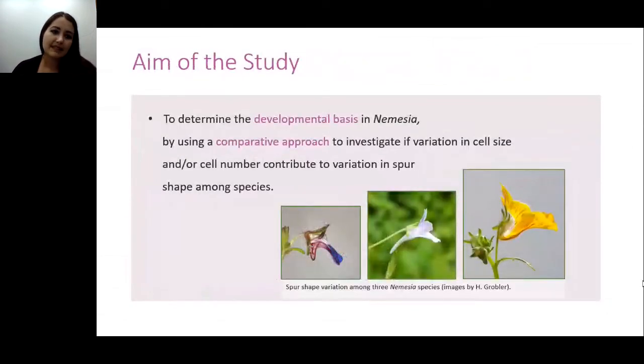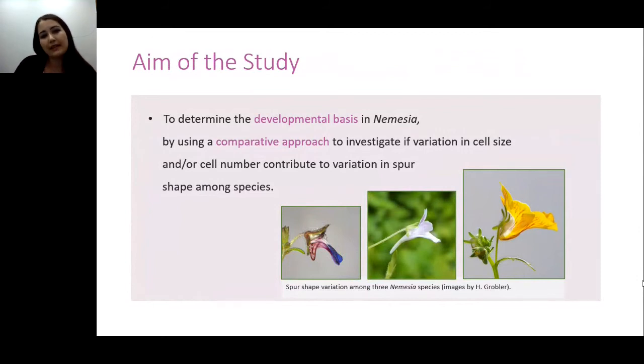Now, the aim of my study was to determine the developmental basis of spur variation in Nemesia by using a comparative approach to investigate if variation in cell size and or cell number contribute to spur variation among species.